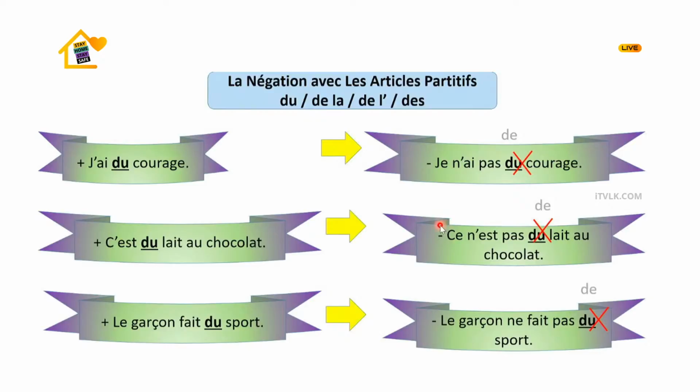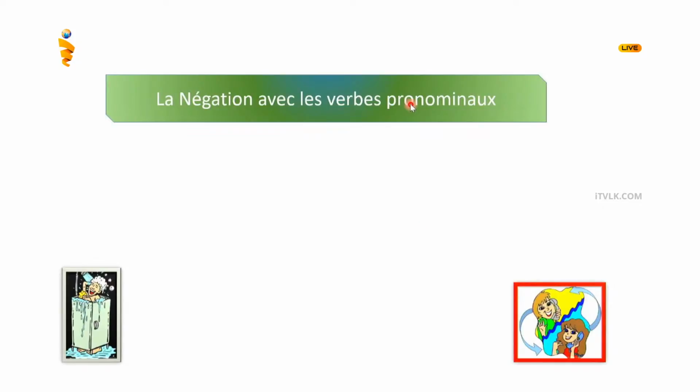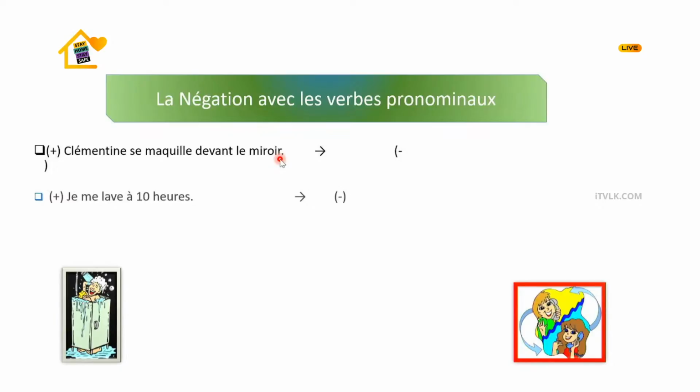Okay, we'll now go for the third part of the lesson with les verbes pronominaux. Pronominal verbs like you might have learned se laver, se coucher, se regarder, se parler, se rencontrer. Likewise, these type of verbs, how do we put the negation? Now here, Clémentine se maquille devant le miroir. Clémentine does her makeup in front of the mirror. What happens to the negation? We'll see. I have given another sentence.